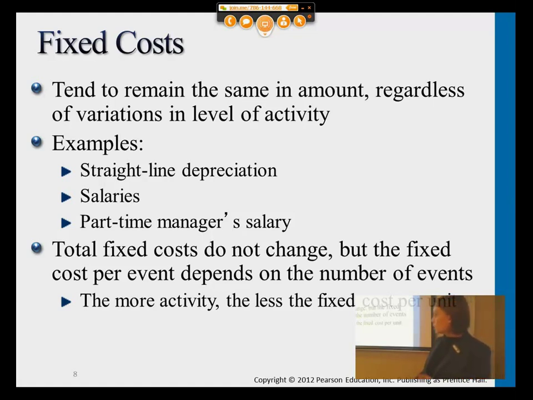So total fixed costs do not change, but the total fixed cost per event changes, right? It depends on the number of events. So do you see how it's the other way around when we're talking about the fixed cost? The more activity we have, the less the fixed cost per unit. All right? So let's look at the picture.